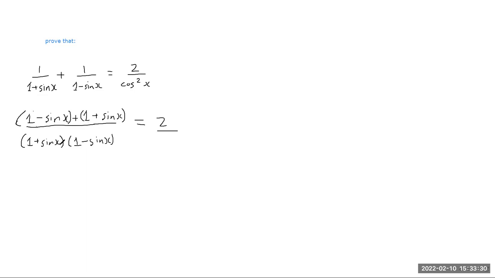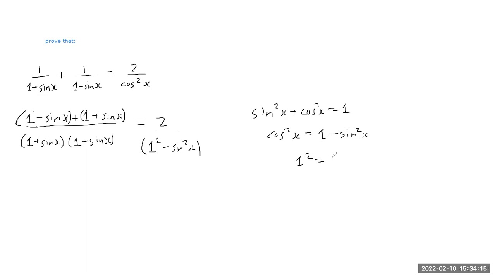The denominator is what? The difference of 2 squares. That's right. Very good. 1 squared is just 1. Very good. Very good. All right.